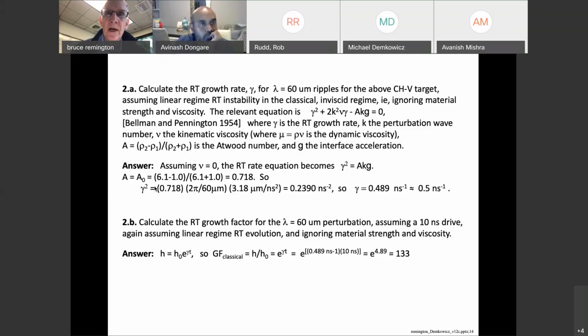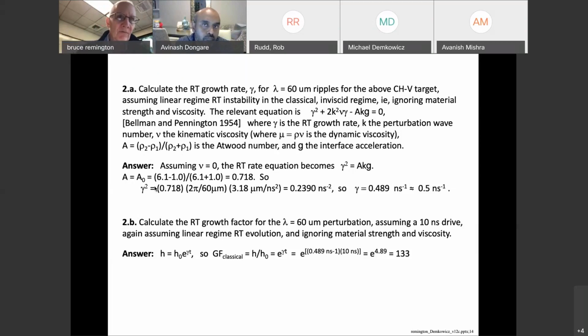k equals 2 pi over lambda. That's the wave number of the perturbation, where lambda is the wavelength. Nu is the kinematic viscosity in centimeters squared per second. Capital A is the Atwood number, which is the ratio of the difference in density between the vanadium and the plastic divided by the sum of the densities. Okay, so calculate using those quantities and that dispersion relationship, calculate gamma, solve the equation.